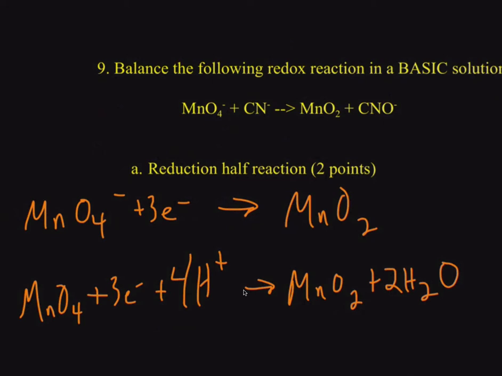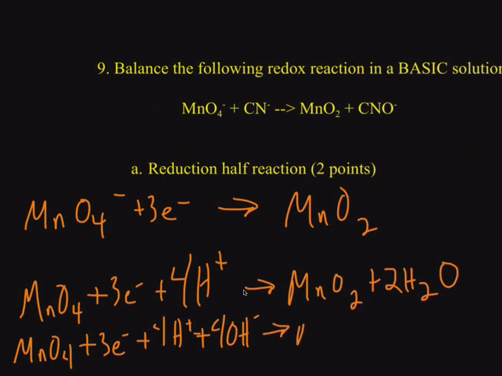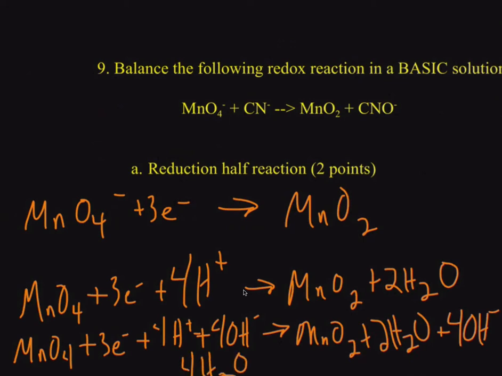Now that's the acidic solution. If it was in an acidic solution, we could stop there. But since we're in a basic solution, we now have to do the additional step of balancing the hydrogens by adding just as many hydroxides to both sides of the equation. So we're going to add 4 OH here, and then we're going to add 4 OH to the other side, and that means that we're going to end up with 4 water molecules on this side.